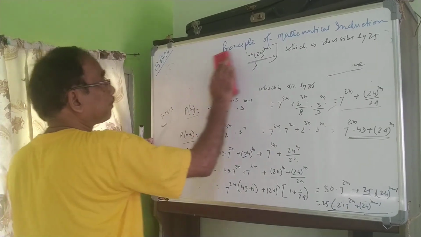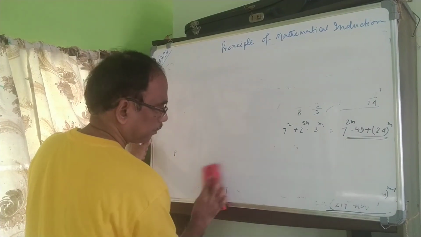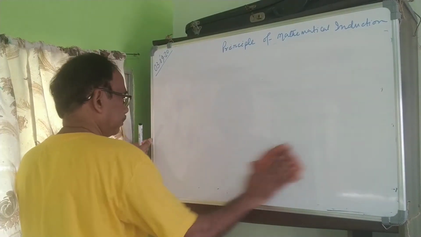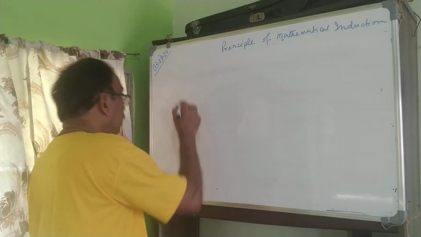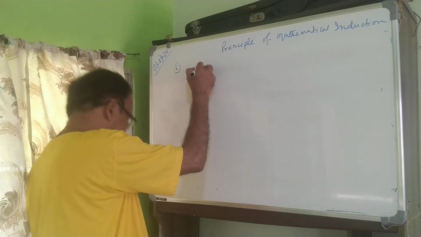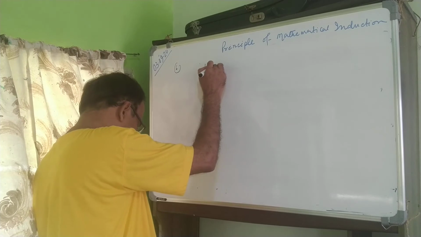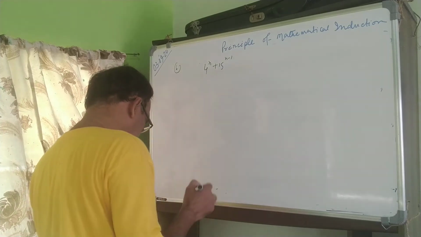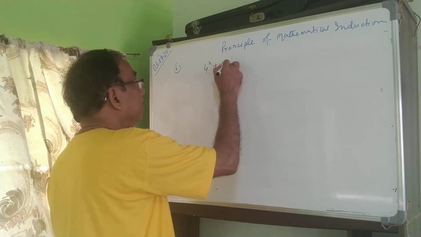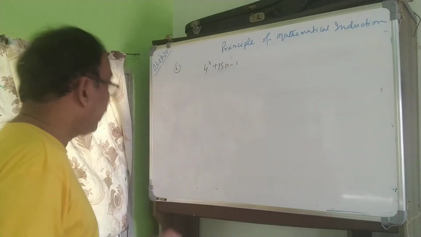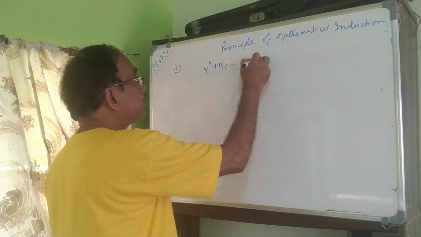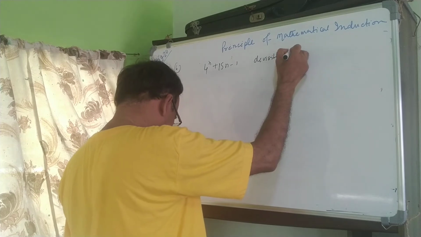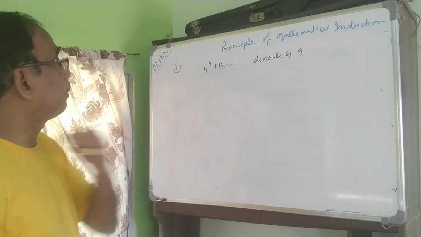Next, sum number 6. Prove that 4 to the power n plus 15n minus 1 is divisible by 9. By mathematical induction, you have to prove this statement is divisible by 9.